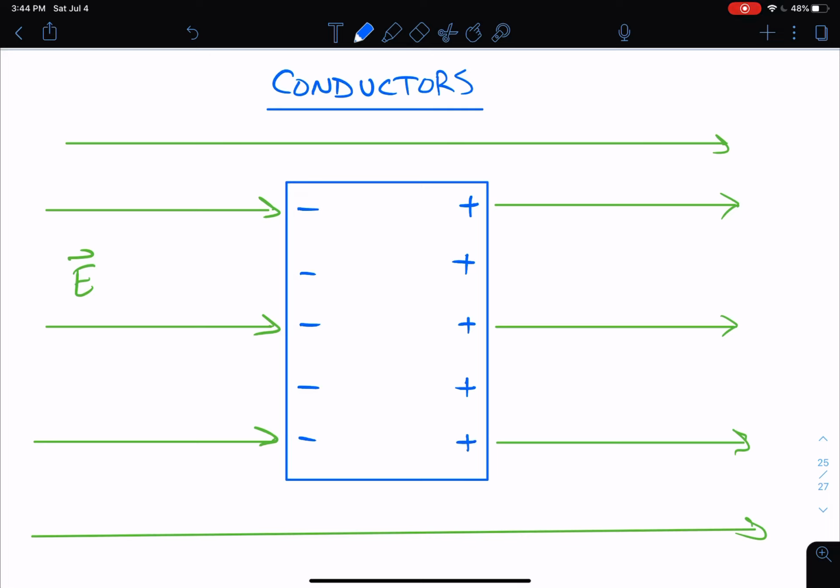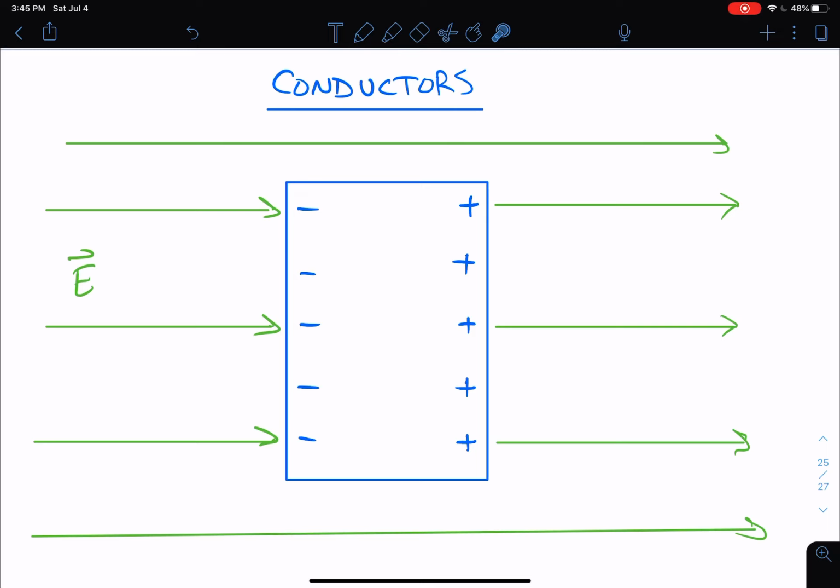And what's happened to get this configuration is that the electrons that were over here essentially moved over here. They moved to the left side in response to the E field. But of course, there's going to be a lot of motion at first in response to the E field, but eventually everything's going to stop moving. It's going to become a static situation.